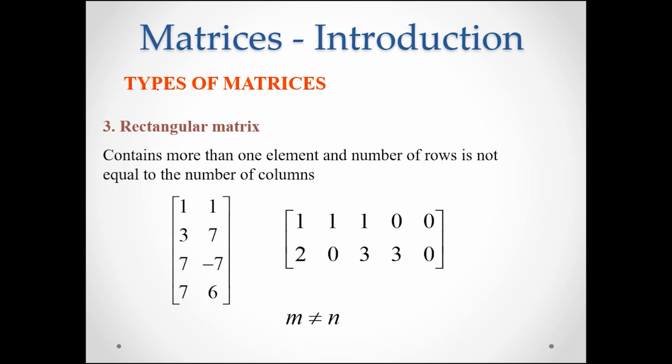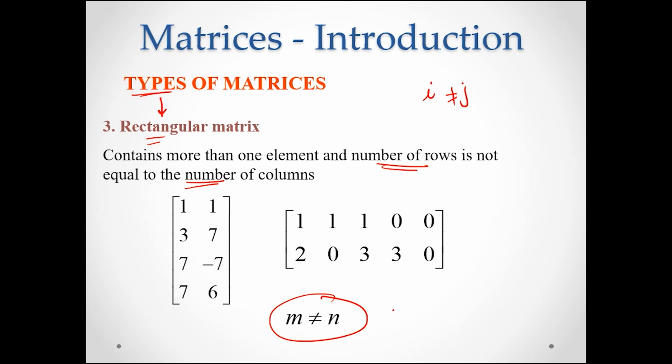Then we have the types of matrices. The first one is called a rectangular matrix. We all know that in a rectangle the length is not equal to the breadth. Similarly, when the number of rows is not equal to the number of columns, it is called a rectangular matrix. So if I have i and j, then i is not equal to j.